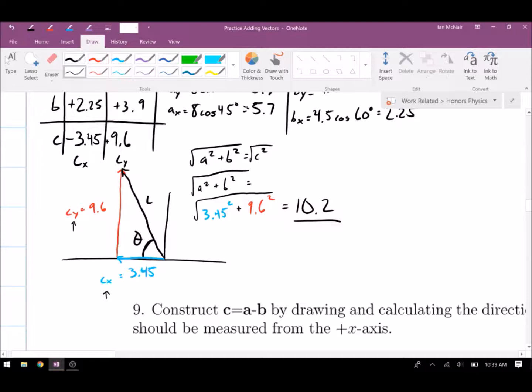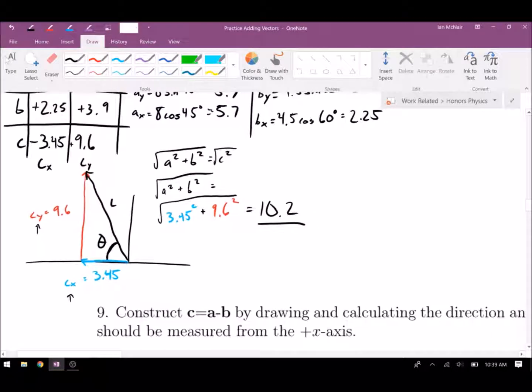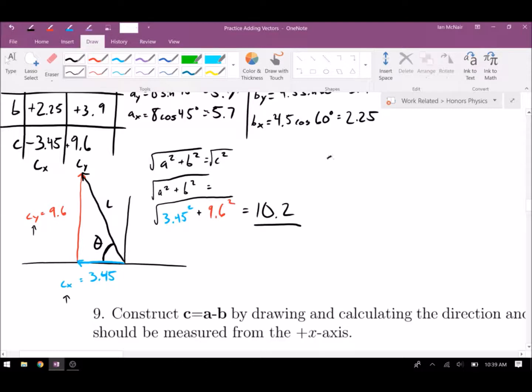And I'm just going to use sine to do this. So all I'm going to do is write down my sine function, sine theta, and that equals opposite over hypotenuse. So opposite is 9.6. Our hypotenuse is now 10.2, we just found that out. And now I need to get theta by itself. And we do that by taking the inverse of it. So if I do theta here, I have to take the inverse sine of the other side.